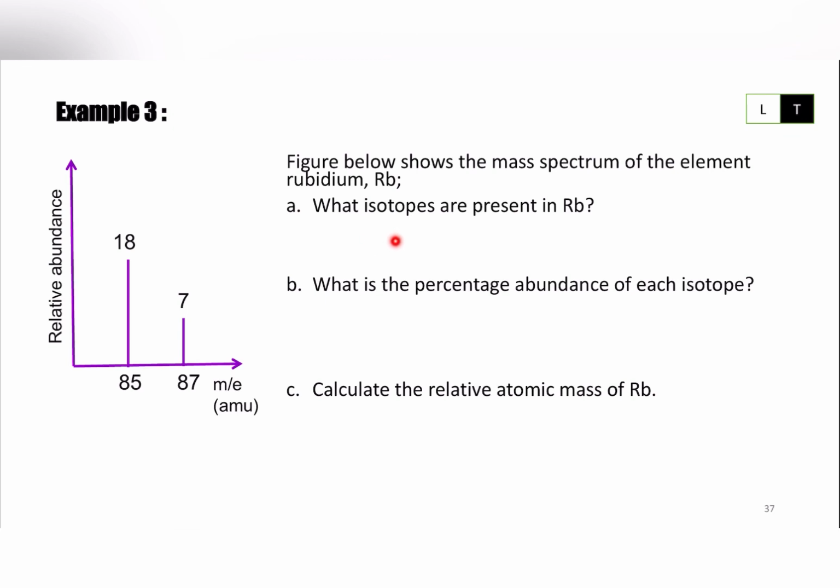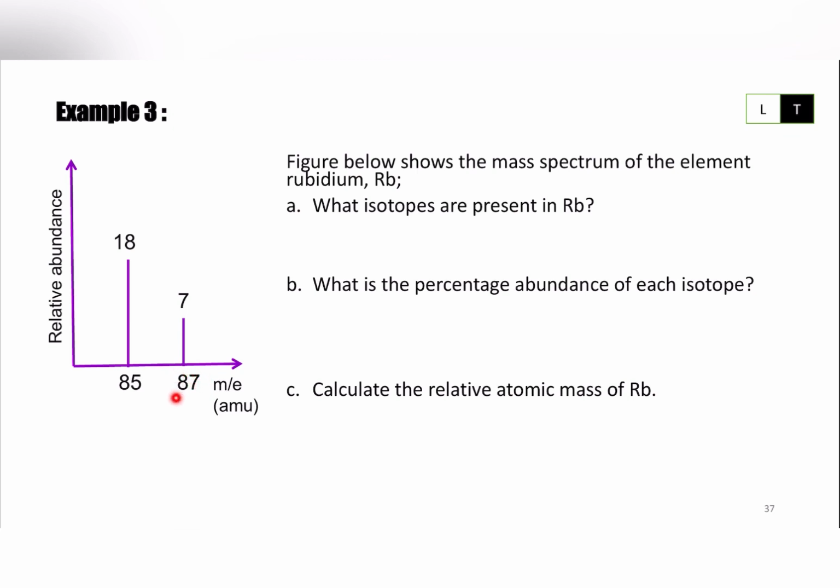So what isotopes are present in Rb? This is where you are going to put your answer in isotope notation. So you will have two isotopes. The first one is rubidium-85 and the second one is rubidium-87.